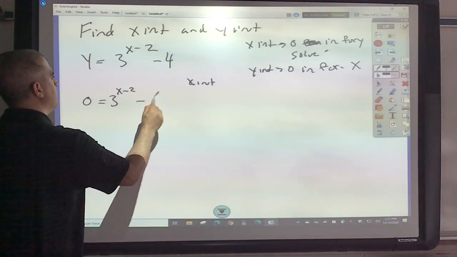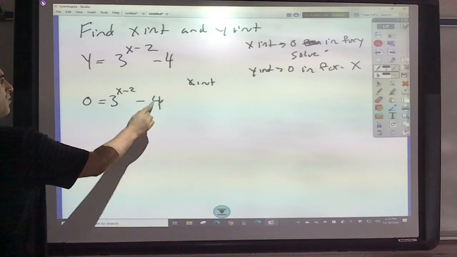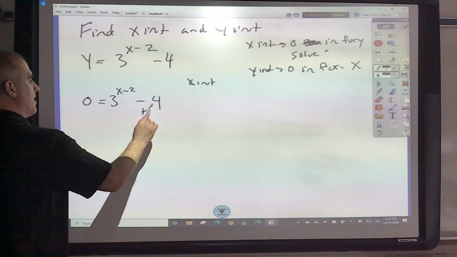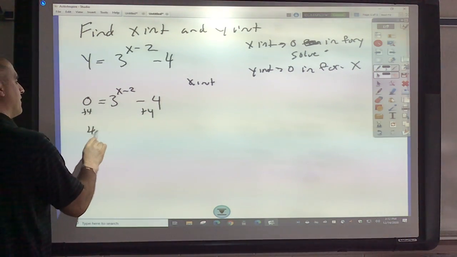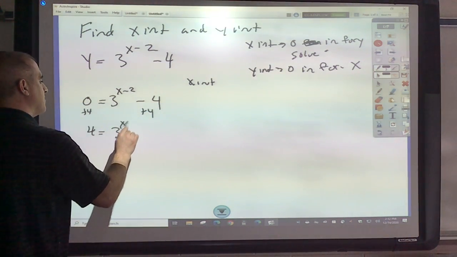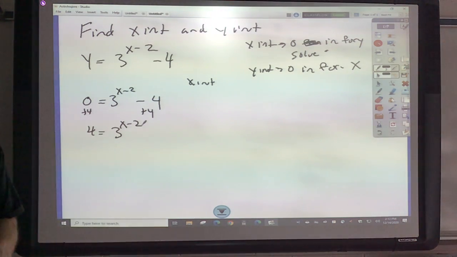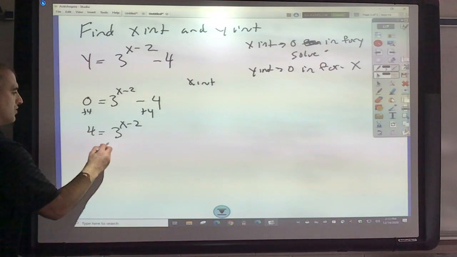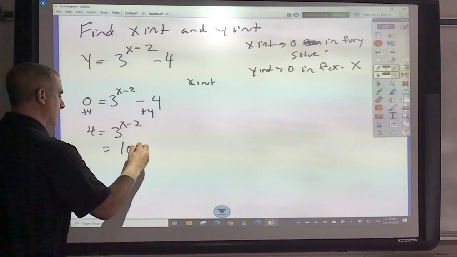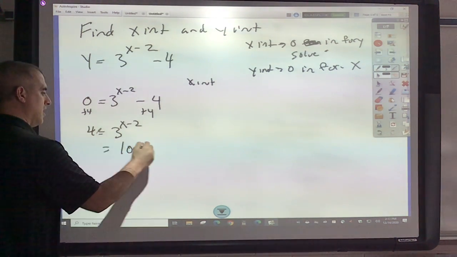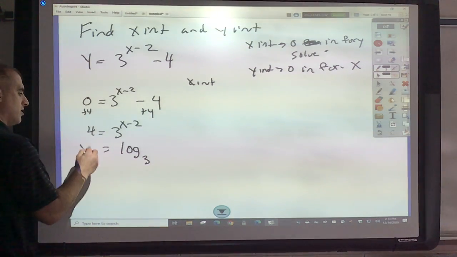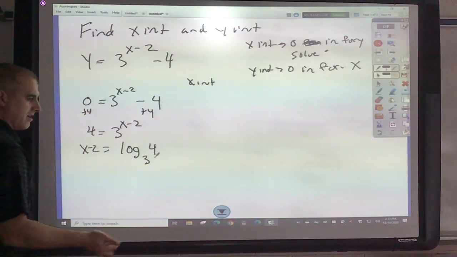All right, now what I want to do is get this 4 on this side. So if it's 4 on this side, I want to add 4, so I got 4 equals 3 to the x minus 2. Now, I can't figure out what that answer is, so what I want to do is a conversion. So this will be log base 3, all right? The x minus 2 would go on this side, the 4 would go here, okay?